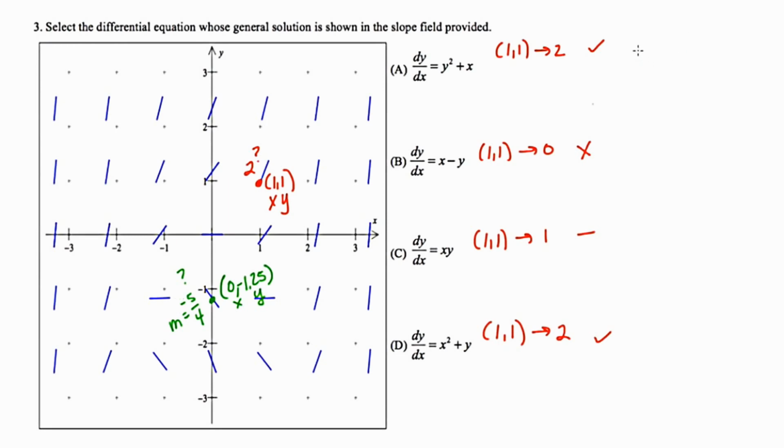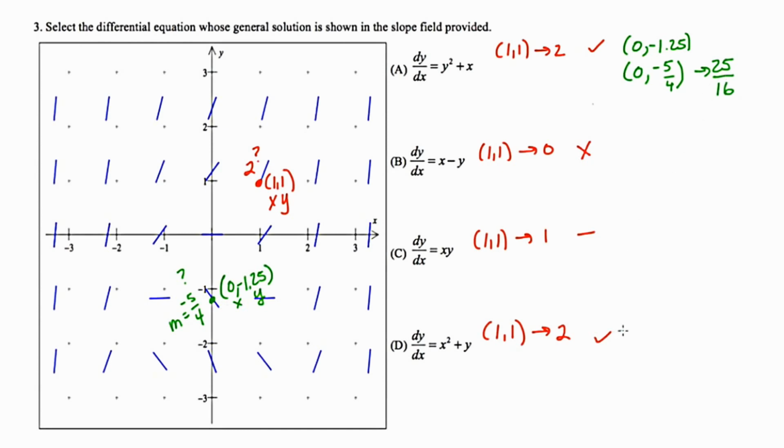So let's go here. If I'm plugging in 0 and negative 1.25, or maybe it's better to think of it as 0 and negative 5/4, I'm going to get negative 5/4 squared, which is 25/16, which is something positive, and what we're guessing this slope to be is negative 5/4. So now I'm thinking that's not a contender.